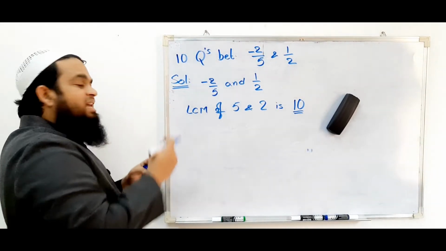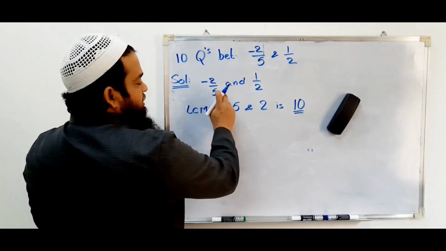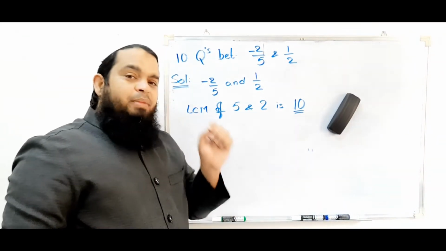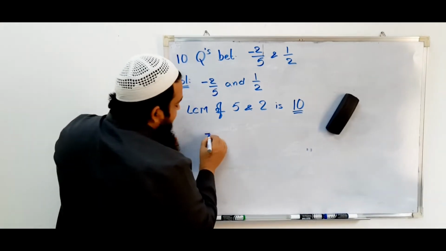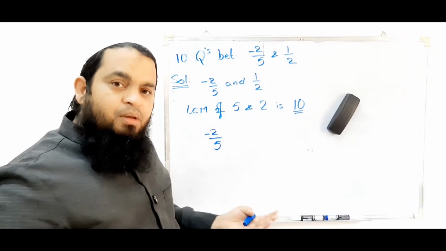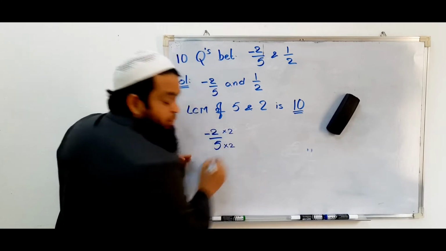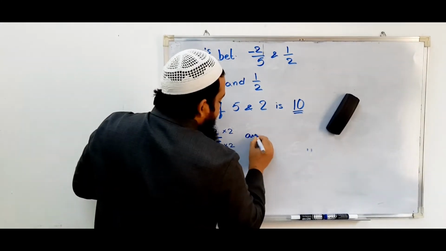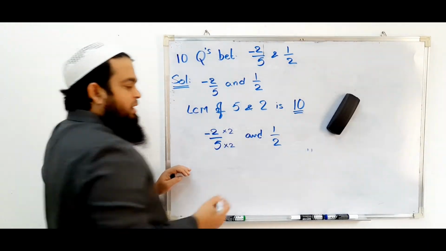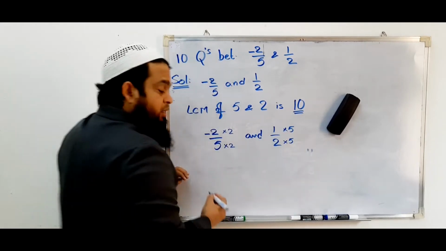Now find the equivalent rationals of minus 2 by 5 and 1 by 2 with denominator 10. Okay. Let me take first minus 2 by 5. How can you change it to denominator 10? By multiplying with 2 in denominator as well as numerator. Fine. And here it is 1 by 2. How will you change it? By multiplying with 5. Okay. So now just check.